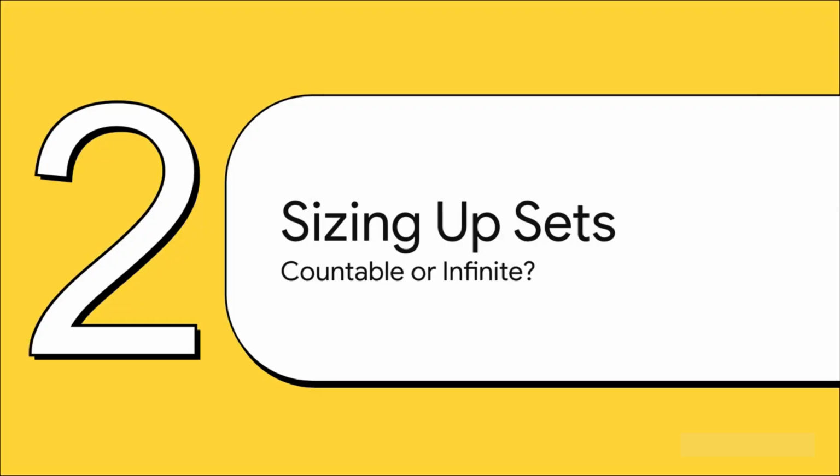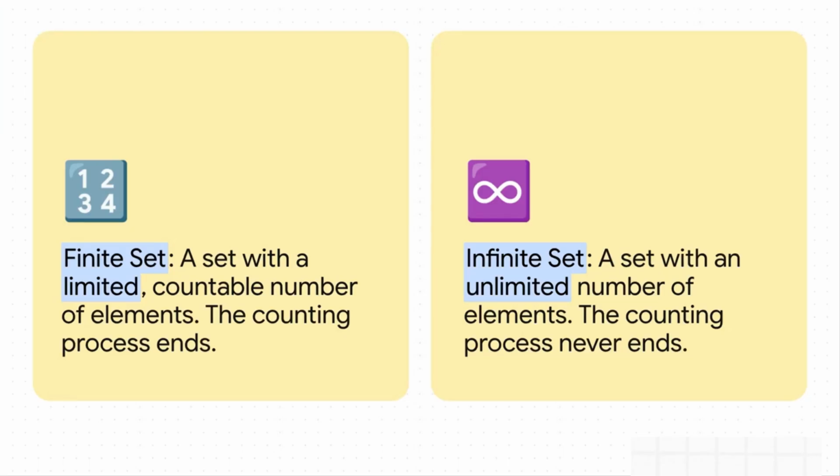Awesome, so we know what sets are. Now, let's figure out how to talk about their size. This brings us to a big question. Are we talking about a handful of elements or a never-ending amount? And that brings us to two major categories. You've got your finite sets. A finite set is one where you could, at least in theory, count every single element and eventually get to the end. But an infinite set? Oh, that one just goes on and on and on. If you tried to count its elements, you'd literally be counting forever.